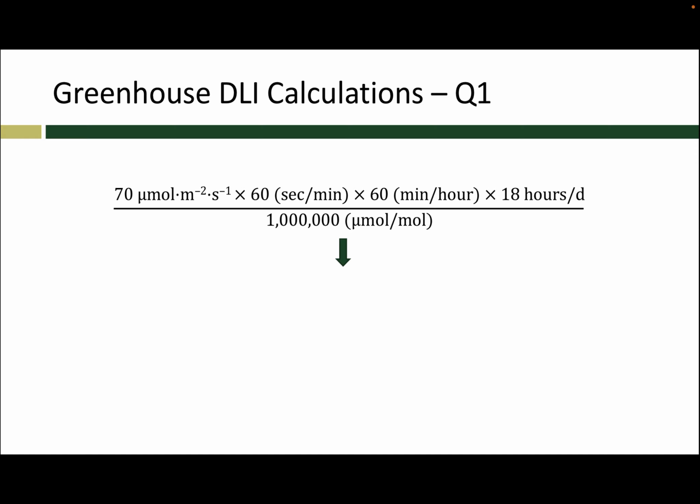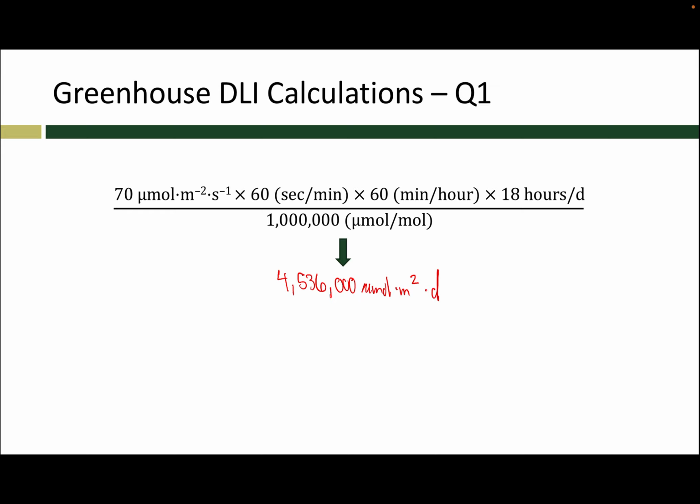And so in this case, first we just need to do some multiplication. If we take that 70 micromoles per meter squared per second, multiply it times 60 seconds in a minute, multiply that times 60 minutes in an hour, and then multiply that times 18 hours in a day, what we will find is that our answer here will be 4,536,000 micromoles per meter squared per day.